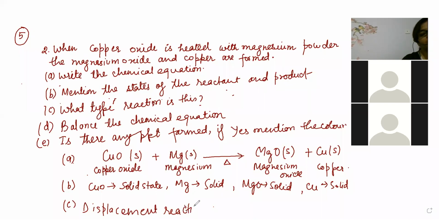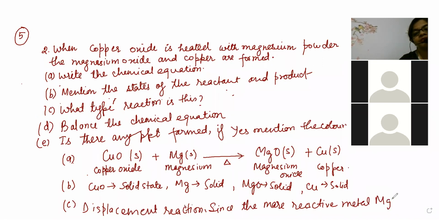Now they didn't ask why it is a displacement reaction. Since the more reactive metal magnesium displaces the less reactive metal copper. I hope you have understood better. There is a way of writing. Auntie, how to know the states?